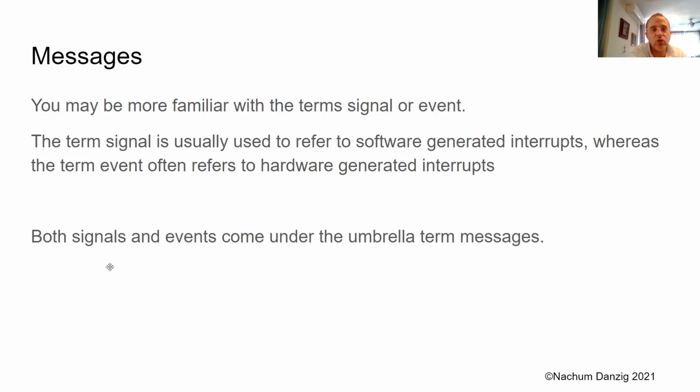The term signal is usually used to refer to software-generated interrupts, whereas the term event usually refers to hardware-generated interrupts. Both signals and events come under the umbrella term messages. But this is thinking in terms of a real-time system, which is governed by signals and events. Our system is not going to be a real-time system. It's going to be an information system. So these terms are less meaningful, but we're going to think of it as a function call, really.